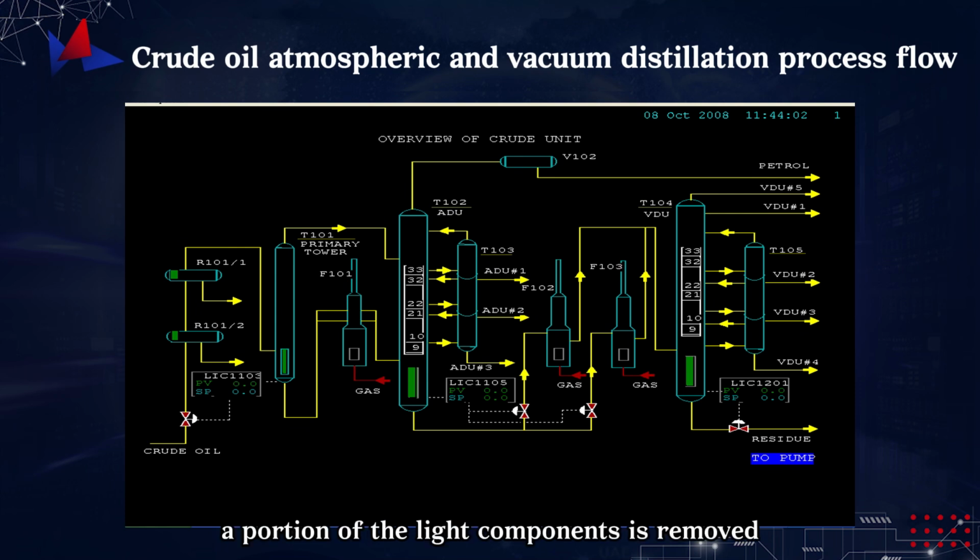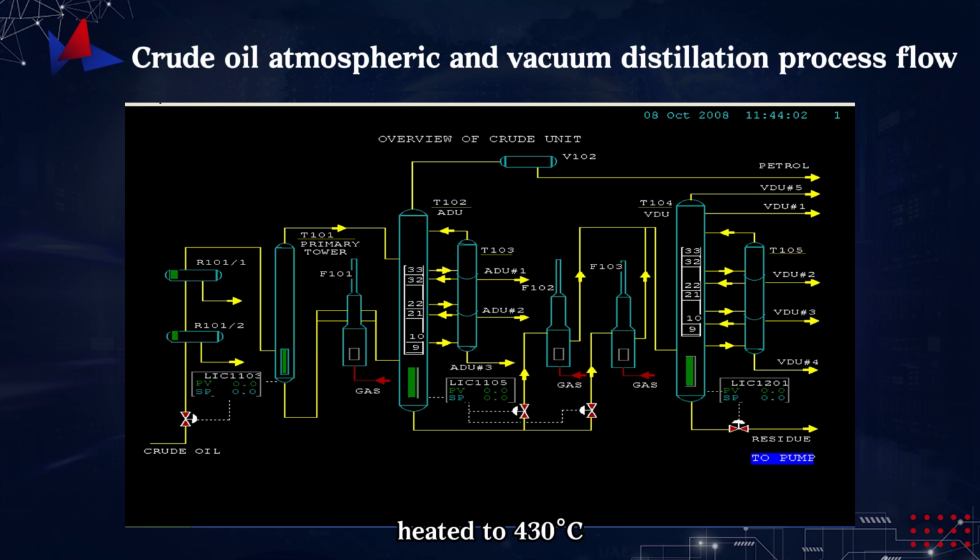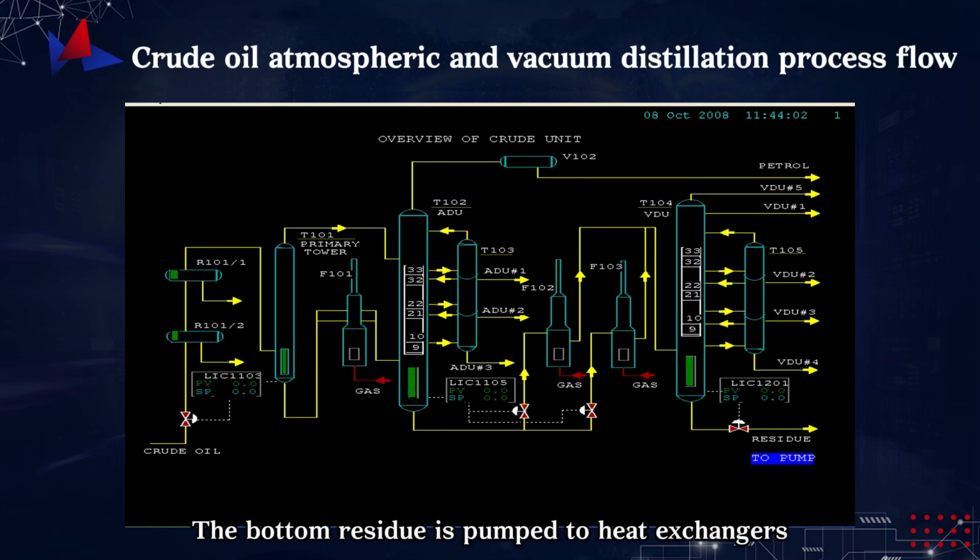In the flash tower, a portion of the light components is removed. The topped crude is then pumped to heat exchangers, where it is further heated to above 290 degrees Celsius, then goes to the atmospheric furnace, heated to 396 degrees Celsius, and enters the atmospheric tower. In the atmospheric tower, components up to heavy diesel are removed. The high boiling point heavy components are then pumped to the vacuum furnace, heated to 430 degrees Celsius, and enter the vacuum tower. In the vacuum tower, lubricating oil fractions are removed. The bottom residue is pumped to heat exchangers for cooling and then leaves the unit.